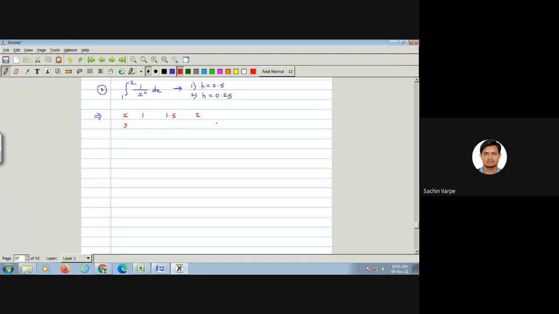And what are the corresponding y values? Because here the function y is what? y equal to 1 upon x square. Right. So for x is equal to 1, y is 1. For x is equal to 1.5, what is y? Is it 0.4444? And for x is equal to 2, 1 by 4, that is 0.25.